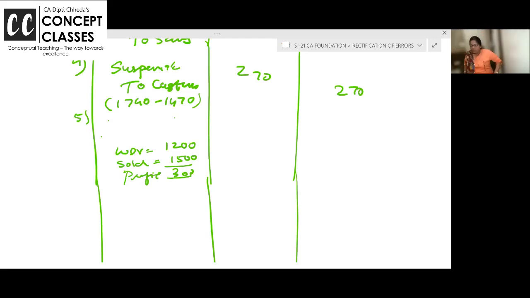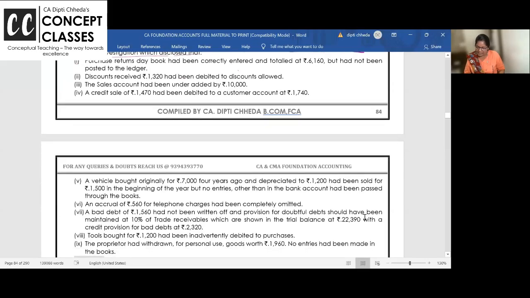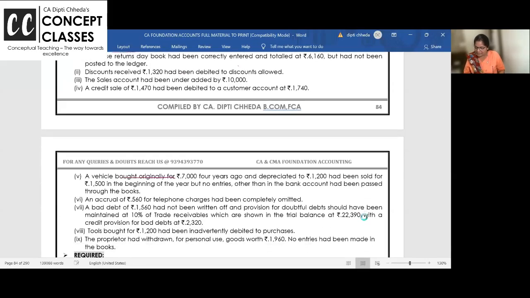Okay. I want all of you to read the book with me because I made a mistake. I don't want you all to make that mistake. So read once with me. See what mistake I made. A vehicle was bought at 7,000 and it is depreciated to 1,200. So it's not depreciated by, it is depreciated to, and that makes a difference. So it has been depreciated to 1,200 and it is sold for 1,500. Okay. So like this, it is profit we have got.